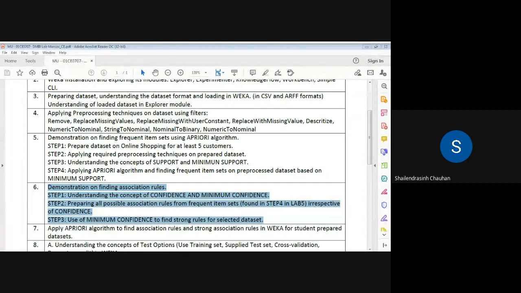Fine. So in today's lab, we had discussed this demonstration of finding association rules and concept of minimum confidence, and based on minimum confidence, minimum support, how to find out strong rules. We also discussed how you can find out different association rules irrespective of confidence or minimum confidence. So we have found all possible association rules. We discussed all these things in today's lab.